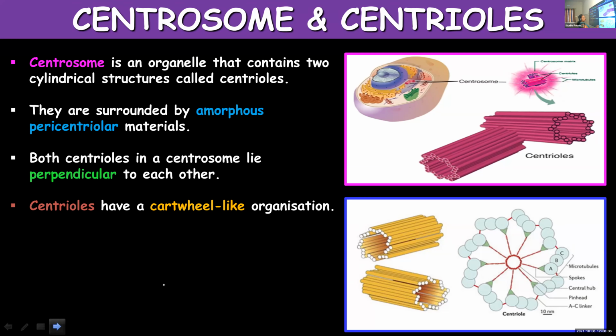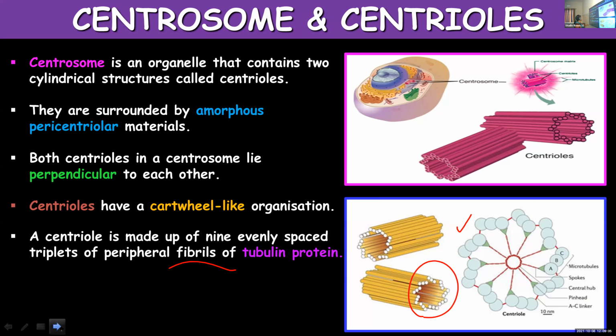Here, this part, I have given an enlarged view. This portion is enlarged and shown over here. If you examine closely, you can see that it resembles the wheel of a cart. Bullock carts or different carts you might have seen at least in pictures. So it has a resemblance to a cartwheel. Centrioles have a cartwheel-like organization.